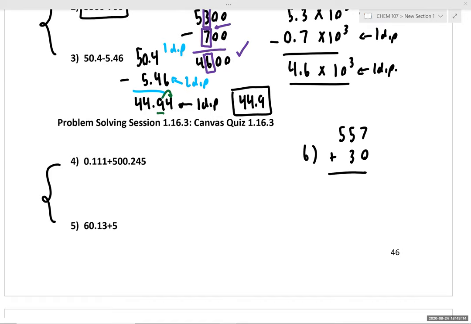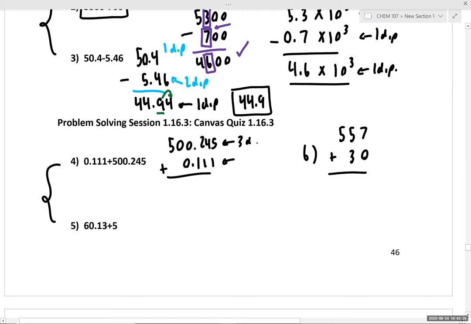So let's discuss now. First and foremost, this first one is a nice example showing how you can gain significant figures when you perform an addition operation. Both of these numbers have 3 decimal places. So our final answer should have 3 decimal places. That in turn gives us 500.356.